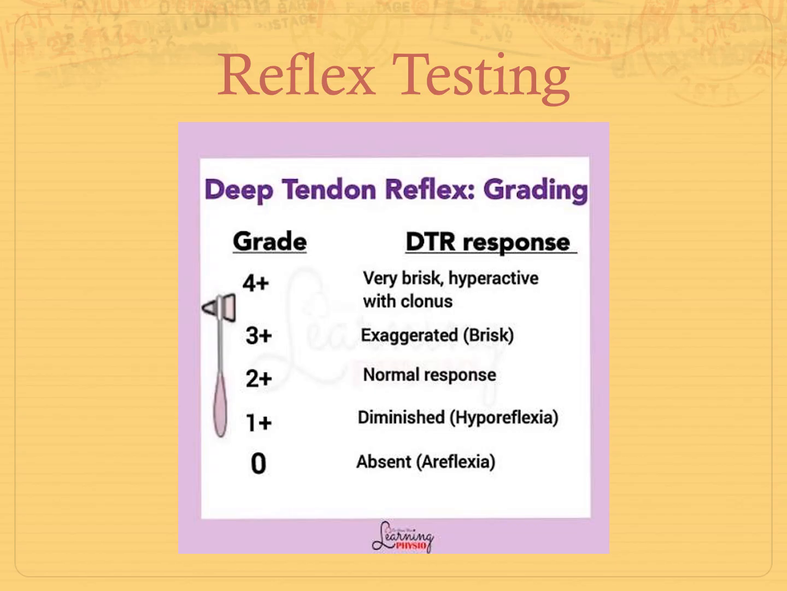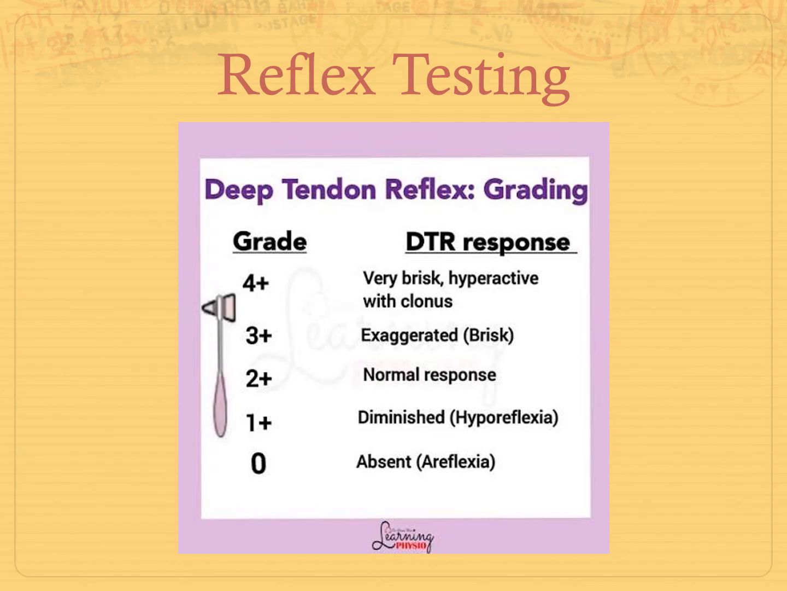Common deep tendon reflexes include the biceps reflex, which is C5 and C6, brachioradialis reflex, again C5 and C6, triceps reflex, C7 and C8, patellar reflex L2 to L4, and Achilles reflex, which is S1 to S2. And you don't have to remember the spinal levels for your routine bedside assessments, but it's really helpful to know that each reflex corresponds to a different spinal nerve level.